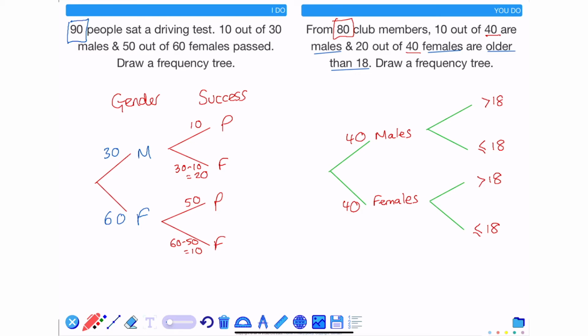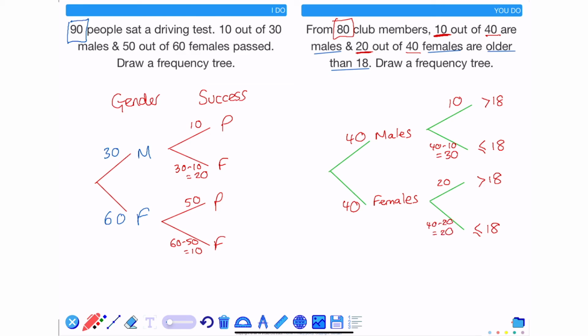Of the males, 10 are older than 18. So to work out those that are less than or equal to 18 will be 40 take away 10, which is equal to 30. 10 add 30 is equal to 40, the total number of males. I'm also told that there are 20 females that are older than 18. So to work out those that are less than or equal to 18 will be 40 take away 20, which is equal to 20.